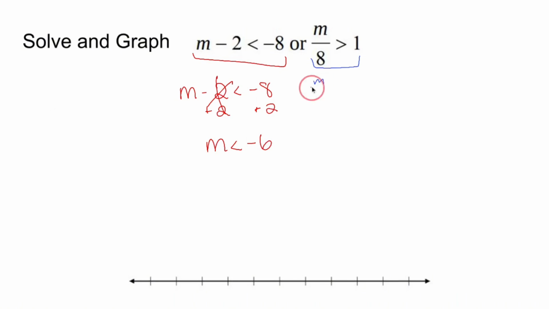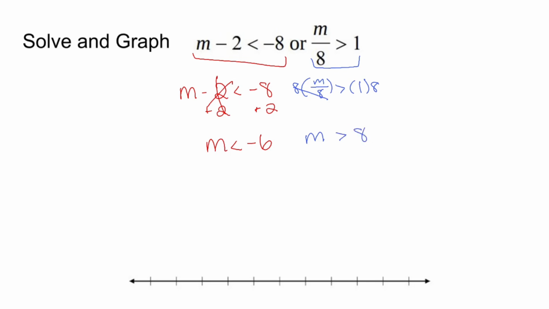The other inequality is m over 8 is greater than 1. In order to get m all by itself, since 8 is dividing m, you multiply both sides by 8. So I'm going to surround it by parentheses. That crosses out. Now m is all alone on the left, and it's going to be greater than 8.